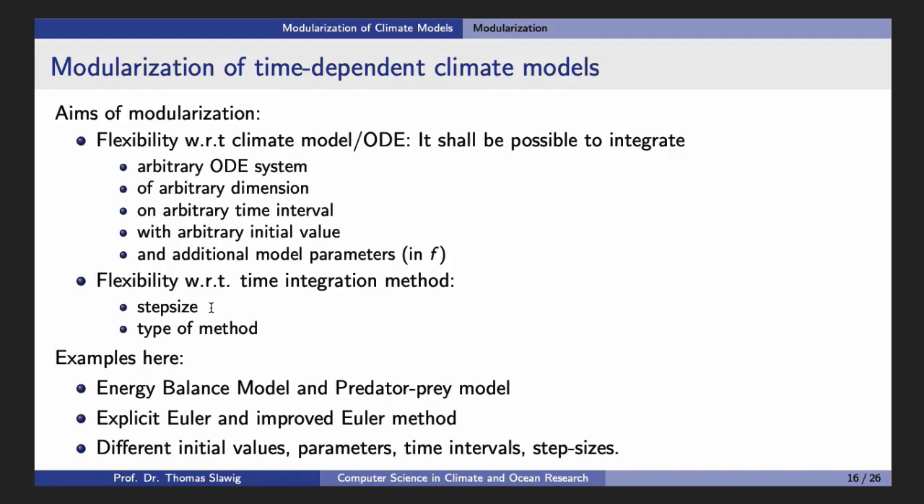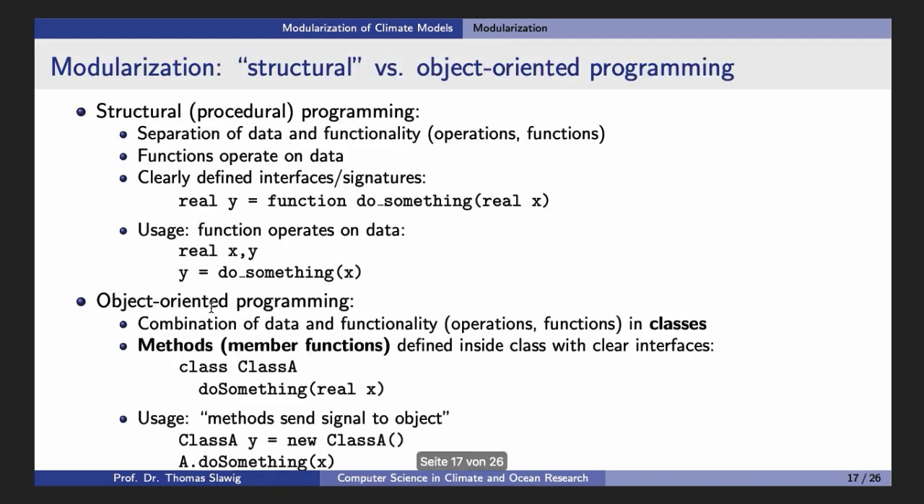Our examples are the energy balance and predator-prey model, explicit Euler and improved Euler, and of course different initial values, parameters, time intervals, and step sizes. So that's a motivation for modularization.